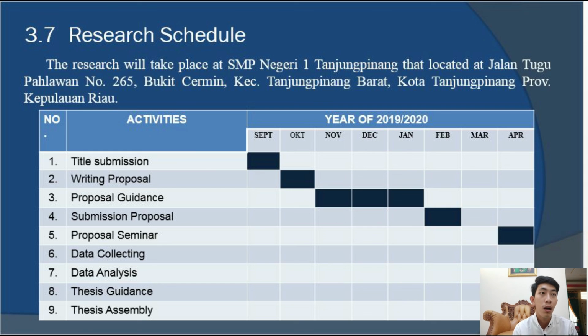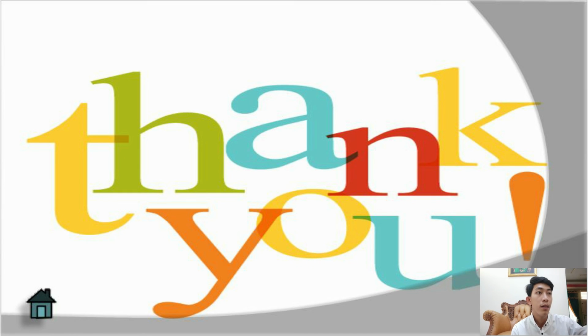Now, we reach the end of my proposal seminar, and this is the last point of my proposal. 3.7 research schedule. You can look at my table here.